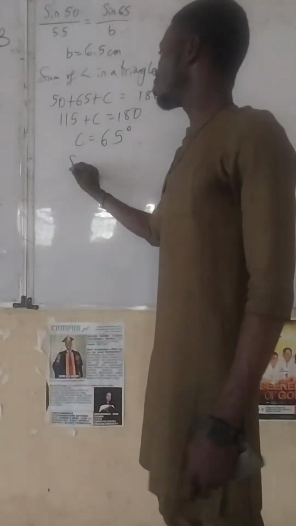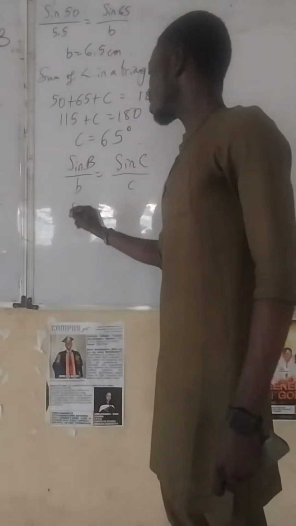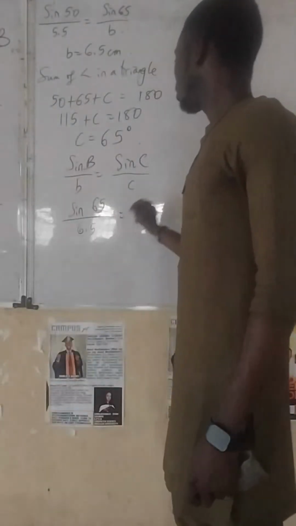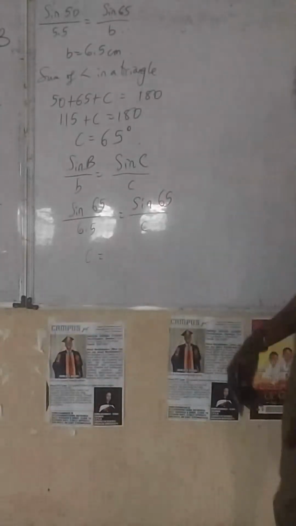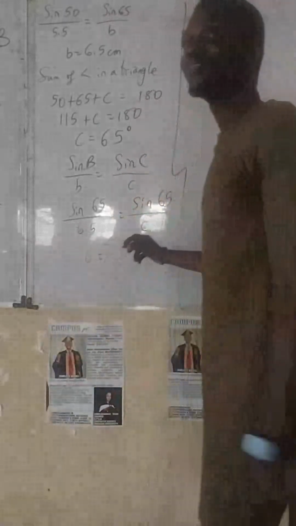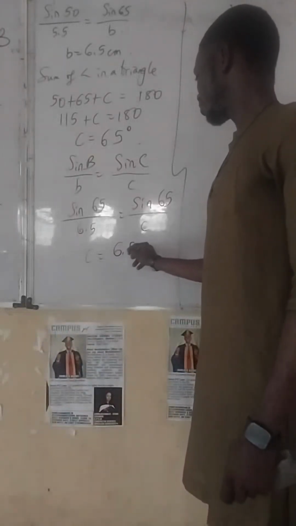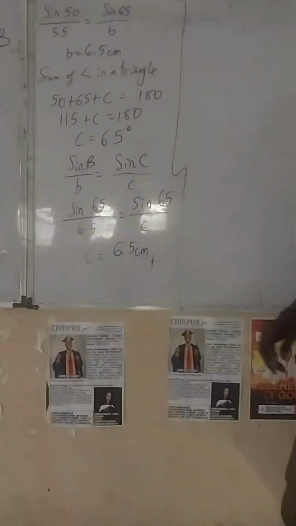Sine rule again. Let's use sine B over b equals sine C over c. That's sine 65 over 6.5 equals sine 65 over c. If you cross multiply and solve, your c is 6.5. So c is also 6.5. Is that correct? Yes, it's correct.